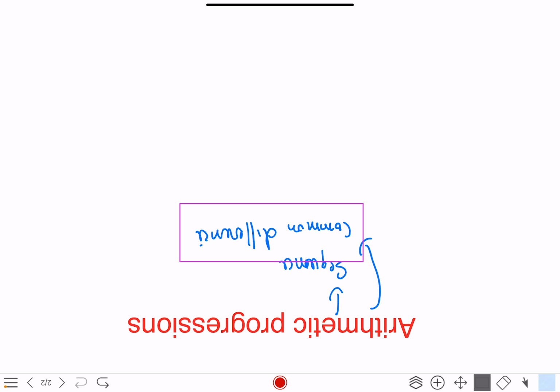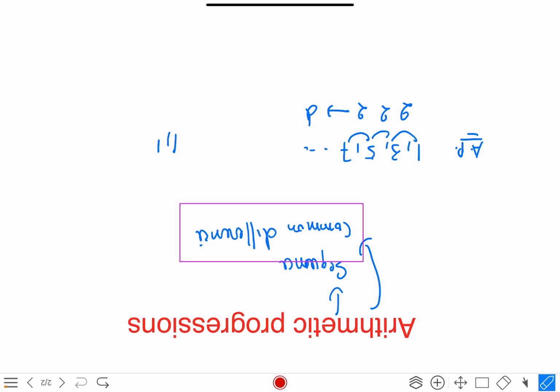So for example, let us take a sequence like 1, 3, 5, 7 and so on. You can very well say it is an AP. AP is a short form for arithmetic progression, because for the successive terms, 3 minus 1 is 2, 5 minus 3 is 2, 7 minus 5 is 2. So successive terms have a common difference which is denoted by D, and it is 2. So this sequence is an AP. This is how you can give an example of an AP.